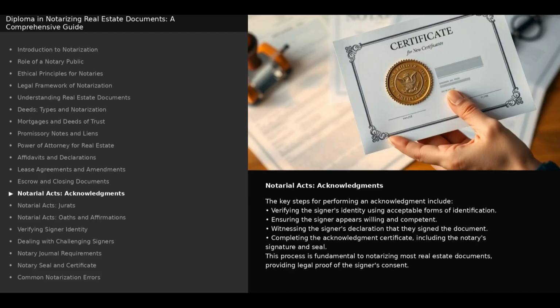The key steps for performing an acknowledgement include verifying the signer's identity using acceptable forms of identification, ensuring the signer appears willing and competent, witnessing the signer's declaration that they signed the document, completing the acknowledgement certificate, including the notary's signature and seal. This process is fundamental to notarizing most real estate documents, providing legal proof of the signer's consent.